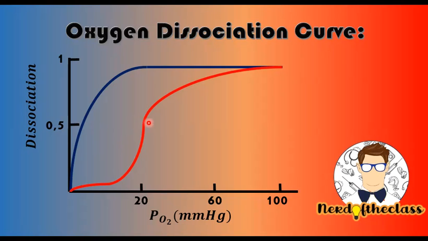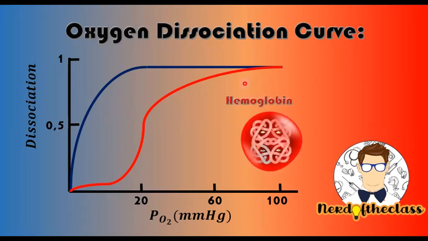What does that tell us? That the myoglobin has a bigger affinity with the oxygen than the hemoglobin has. So let's remember the structure of each molecule. The hemoglobin is a molecule with four chains, two alpha and two beta chains, each one with a heme group. And each heme group is the one that attaches to the oxygen.